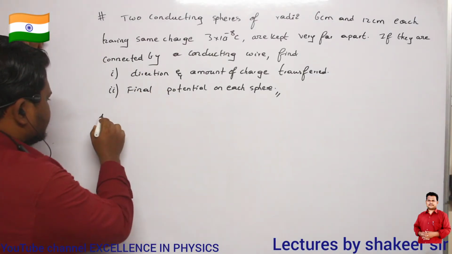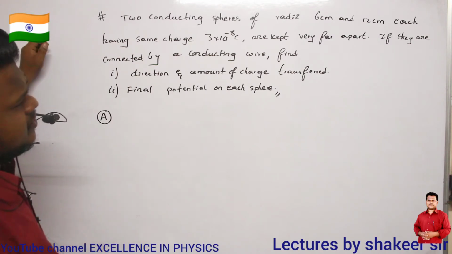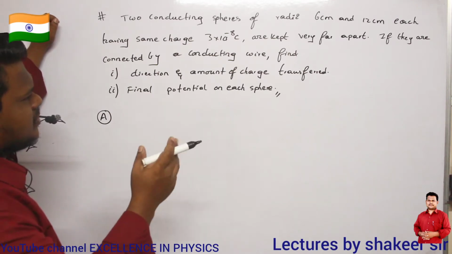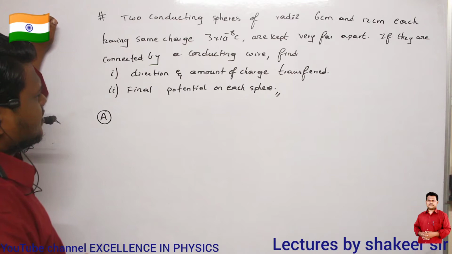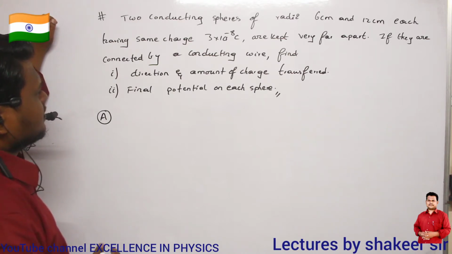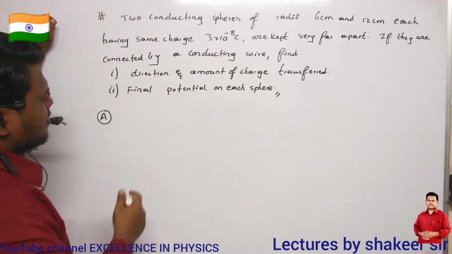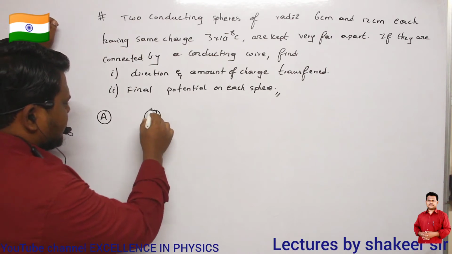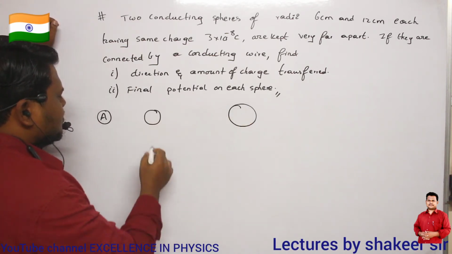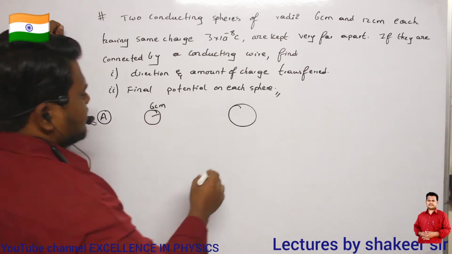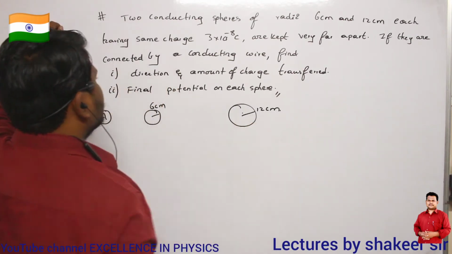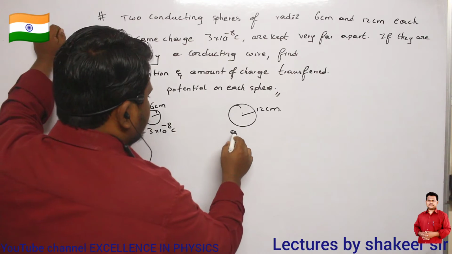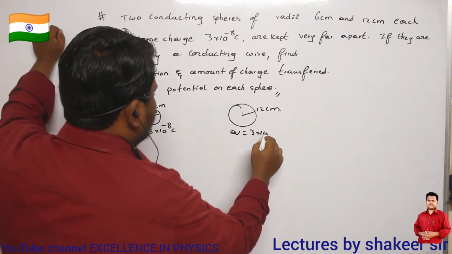Two conducting spheres of radii 6 centimeter and 12 centimeter each are having the same charge of 3 into 10 power minus 8 coulombs. They are kept very far away from each other. If they are connected by a conducting wire, first of all we are supposed to find the direction and amount of charge transferred and the final potential on each sphere. So this is one sphere, this is another sphere. The radius of this one is 6 centimeter, the radius of this one is 12 centimeter, and each has a charge of Q equal to 3 into 10 power minus 8 coulomb.